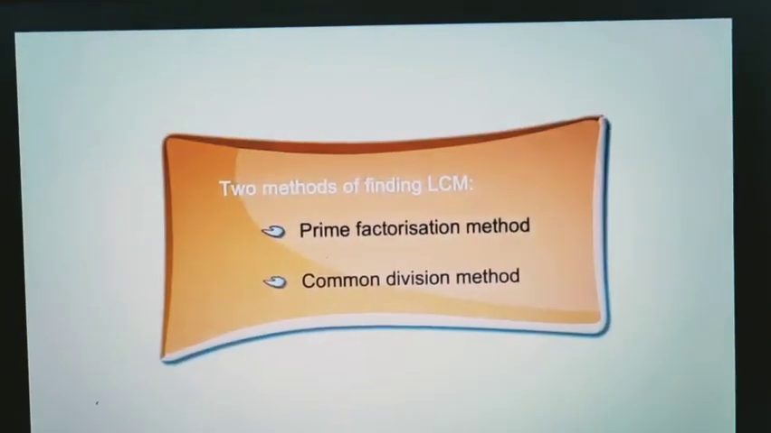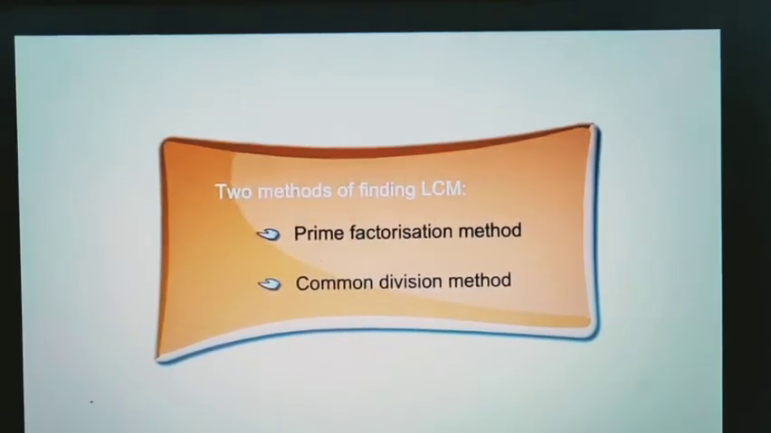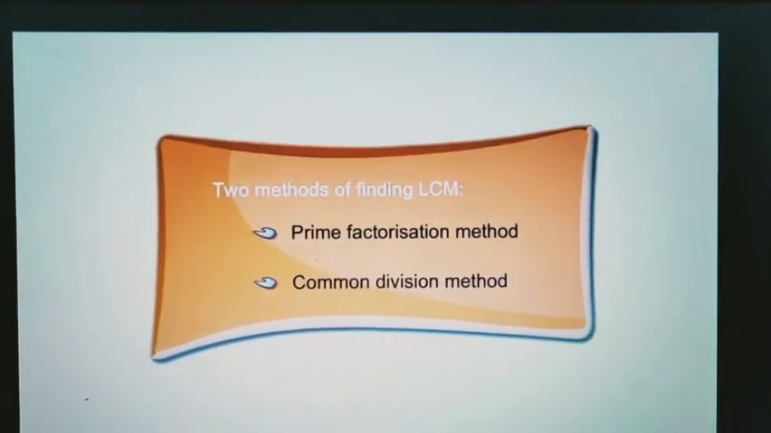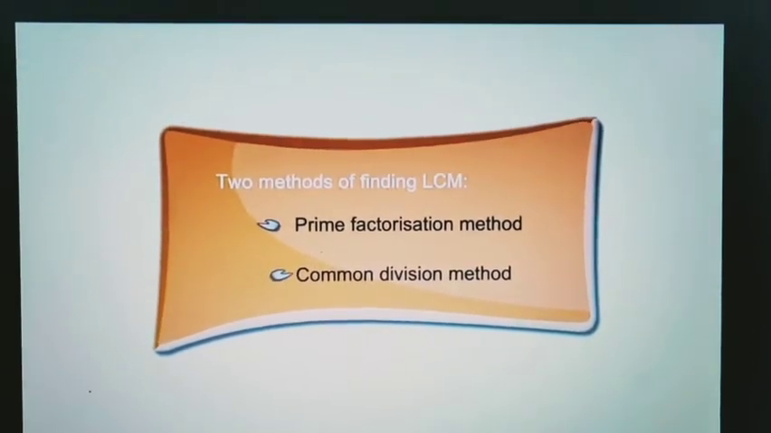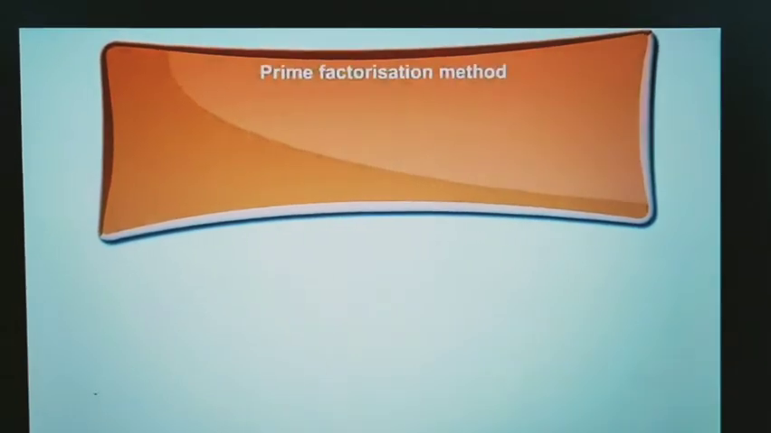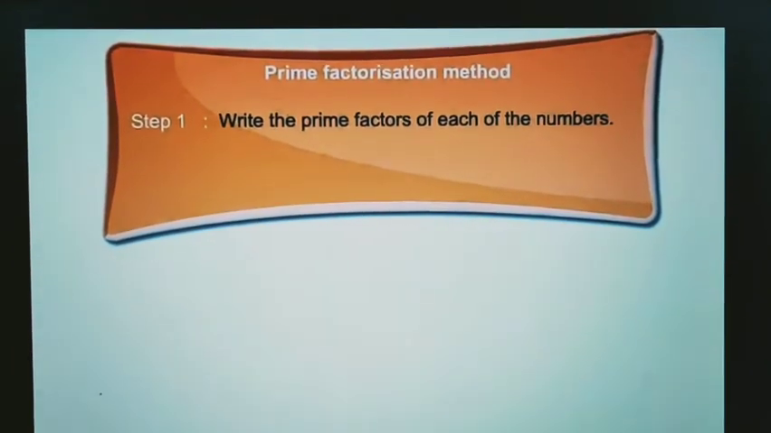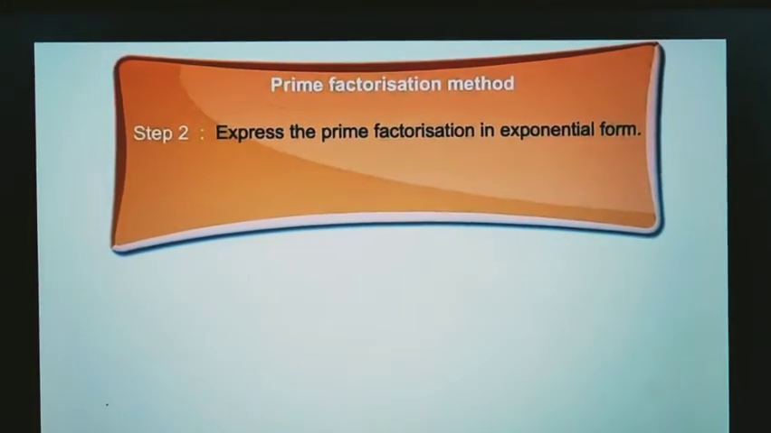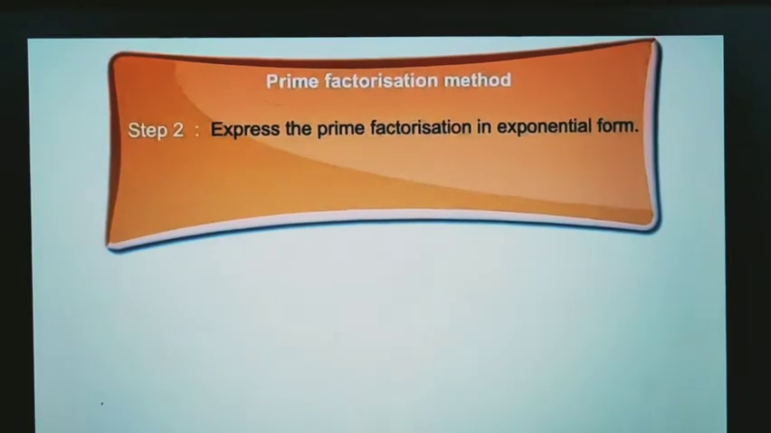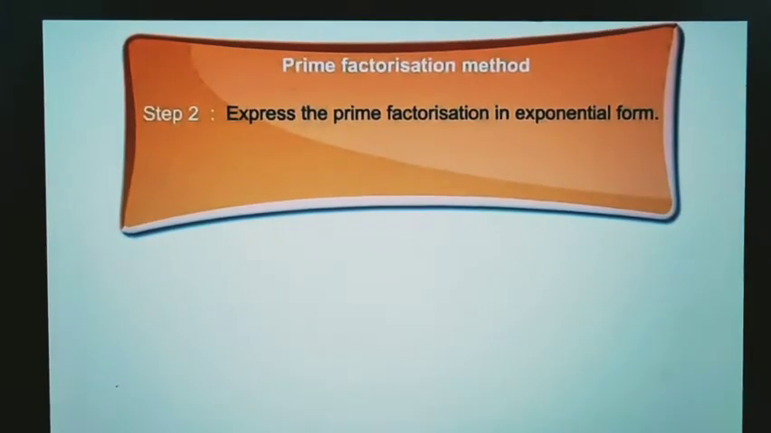There are two methods commonly used for finding the LCM of two or more numbers. These are the prime factorization method and the common division method. To find the LCM using the prime factorization method, first write the prime factors of each of the numbers. Next, express the prime factorization in exponential form, that is, as powers of primes.